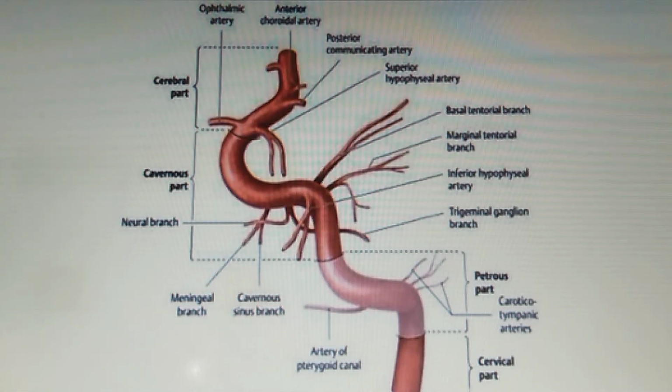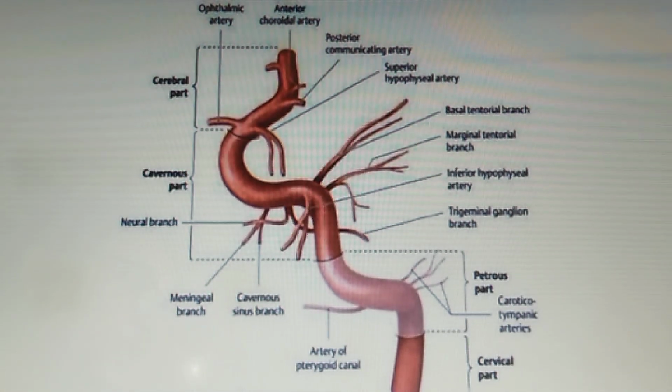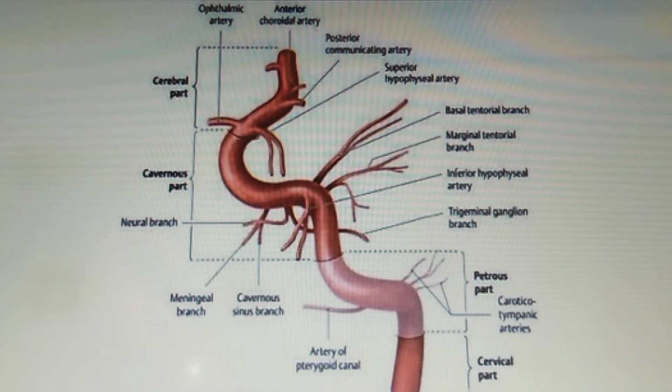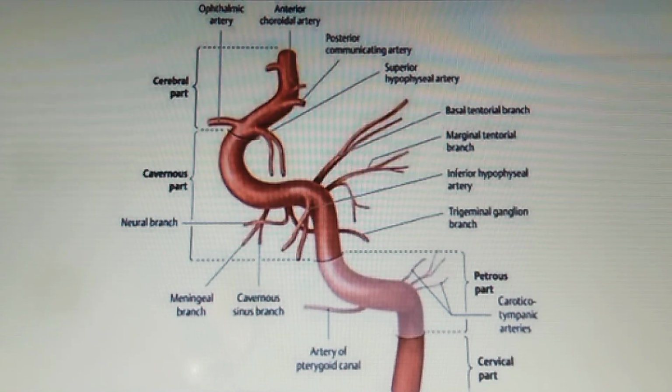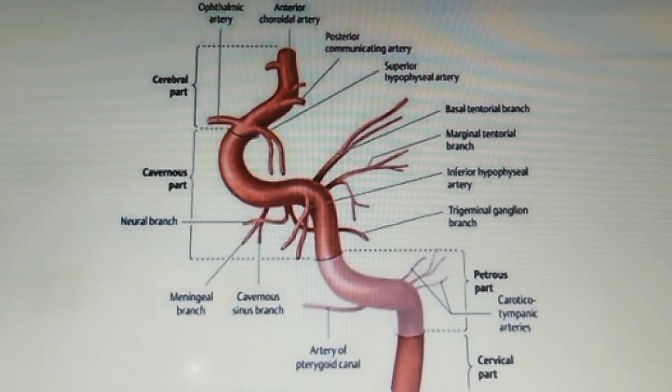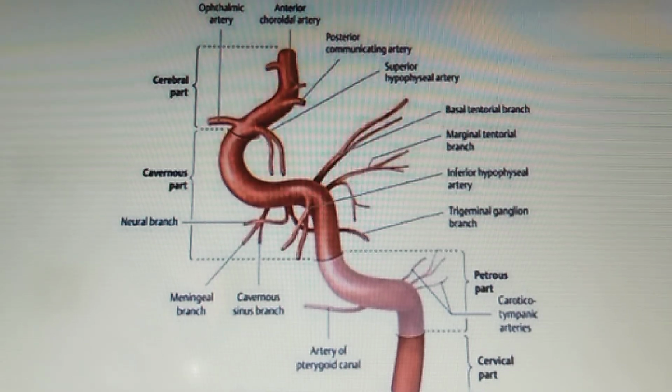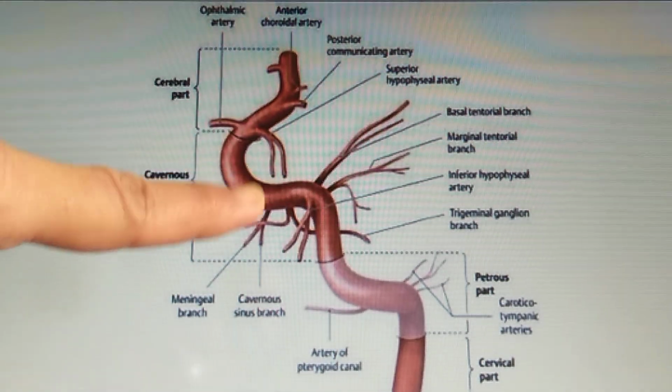Hello everyone. In this video we are going to learn about the internal carotid artery and circulus arteriosus, that is the circle of Willis, right? Again, this is the supply of the brain we are talking about. Okay, now about the internal carotid artery. Here you can see the diagram, right?